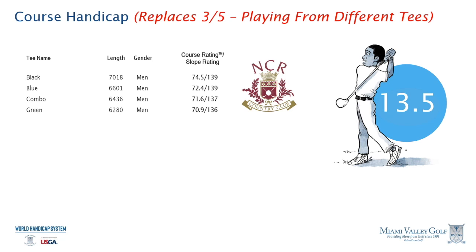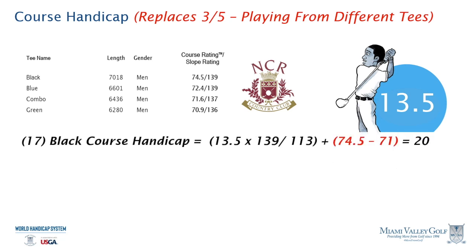So 13.5 at NCR. All right. Black, blue, green, and combo. So the black right now is a 17. Now with this new calculation of the index times the slope divided by 113 plus the course rating minus par, now it's 20.